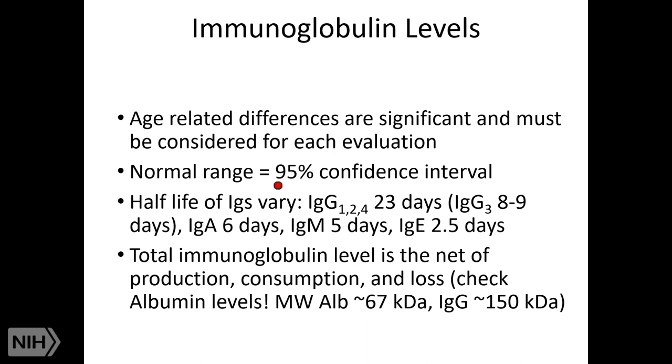Regarding normal ranges, people insist that they are in standard deviations. This is essentially wrong. The distribution of immunoglobulins is not Gaussian, so we prefer to use 95% confidence intervals.